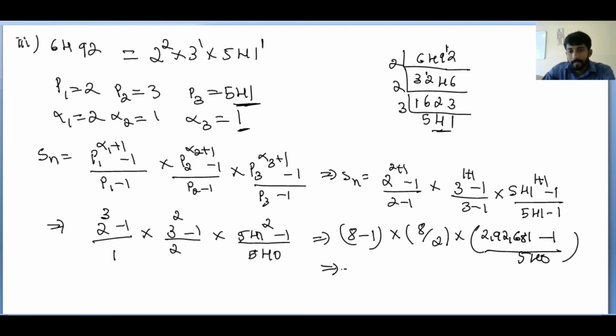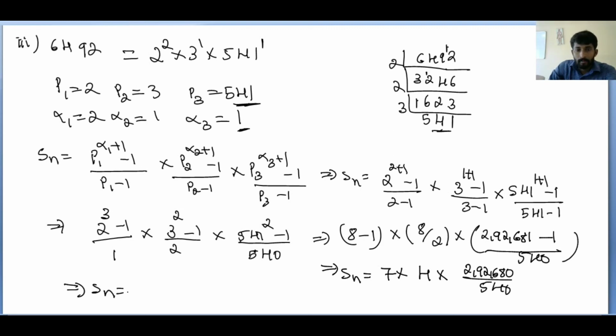Again simplify. This implies Sn is equal to 8 minus 1 is 7, into 8 by 2 is equal to 4, into 2,92,680 divided by 540. This implies Sn is equal to 7 4s are 28 into 2,92,680 divided by 540. Do the calculation. Here you will get 15,176.